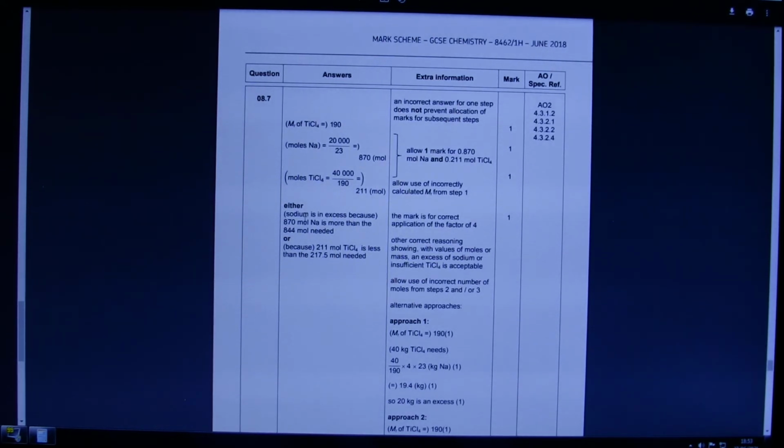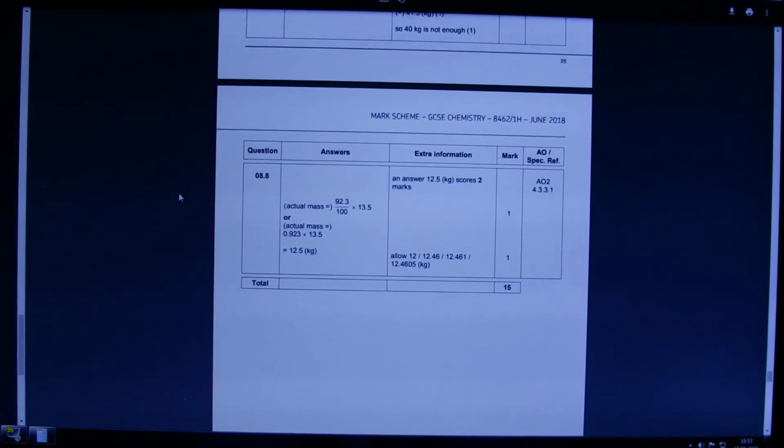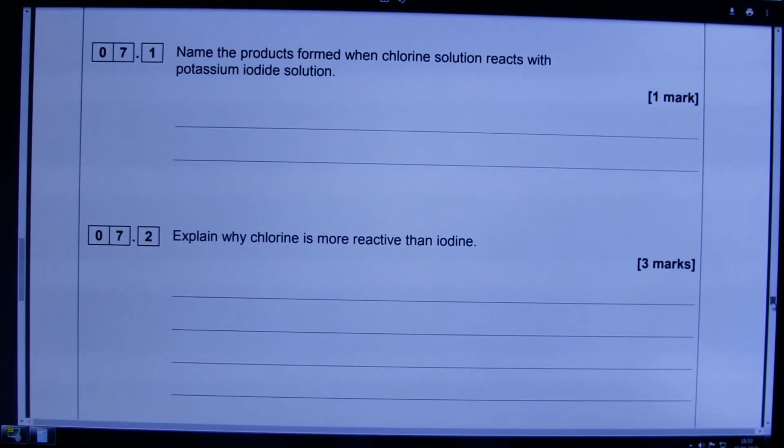Sodium is in excess because 870 moles of sodium is more than the 844 moles needed, or because 211 moles of titanium tetrachloride is less than the 217.5 moles needed. Either way. Yeah, it's working out exactly how much will be needed, and say 20 kilograms is in excess or 40 kilograms is not enough. 8.8. What was question 8.8?